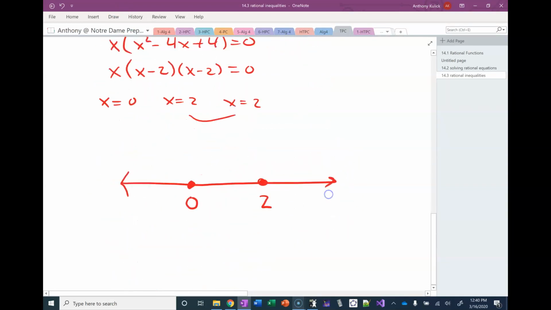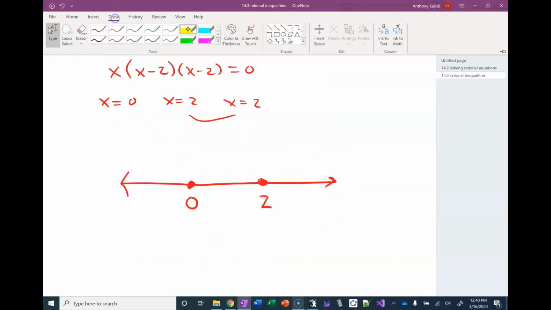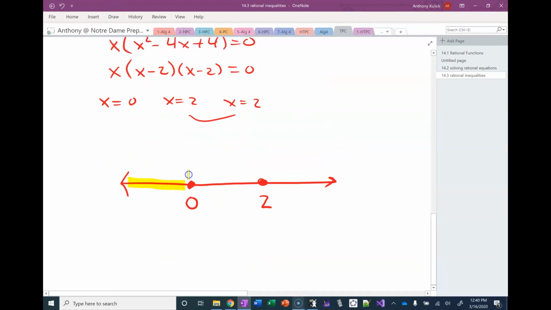Again, I have 3 intervals that I need to test. I need to test the values less than 0, between 0 and 2, and then bigger than 2. So I'm going to pick -1, +1, and +3 as my test values.